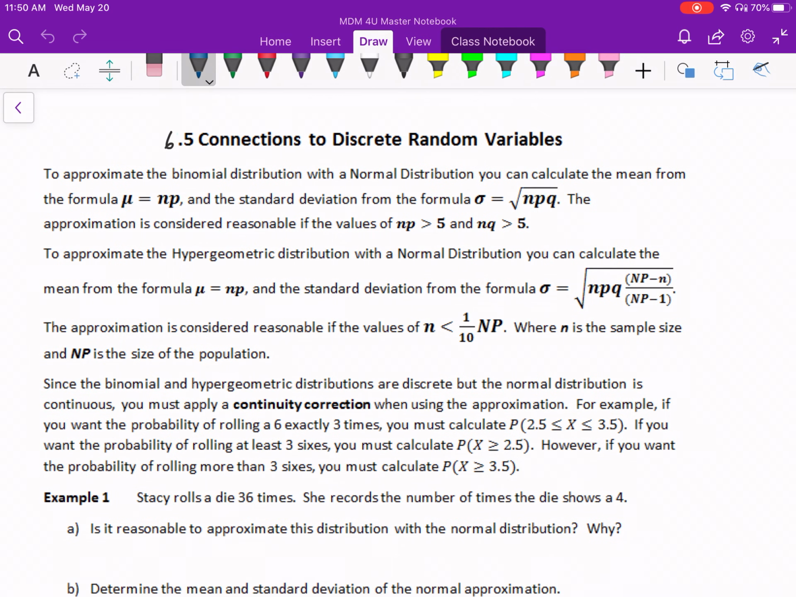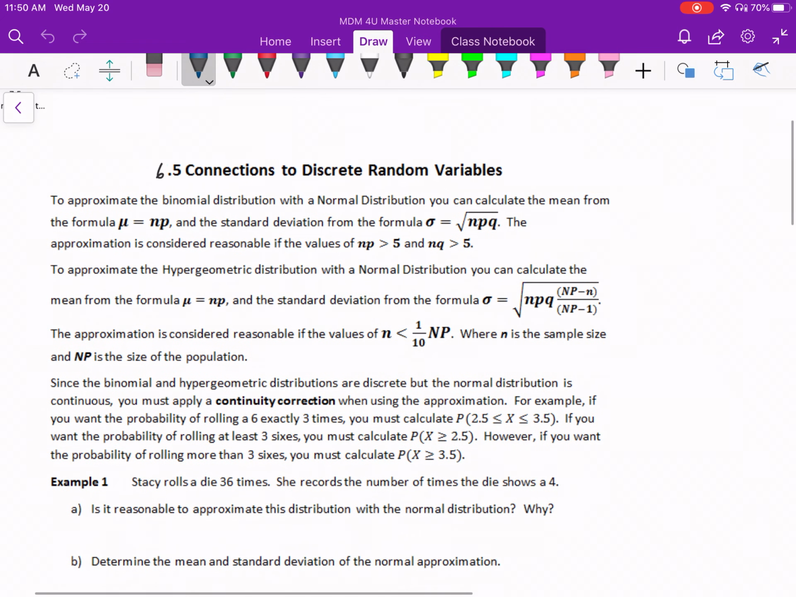To approximate the binomial distribution, remember binomial distribution is when you have independent discrete variables. We still need to calculate z-scores, and if you remember, z-scores are calculated, if I'm using the population, as x minus mu over sigma, where mu is the mean and sigma is the standard deviation. So I need to get an average and a standard deviation.